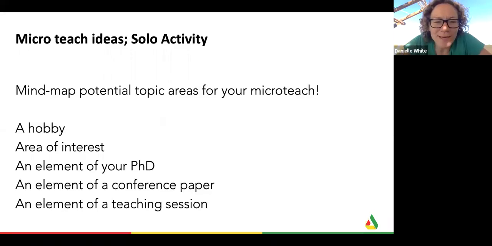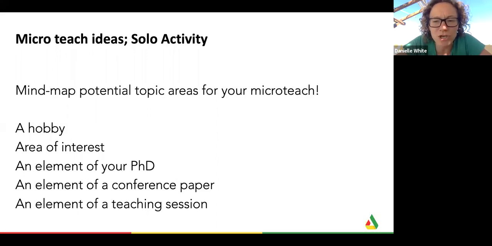So for this solo activity, what I would like you to do is think about some of the topic areas that you might want to use for your Microteach. As I've said, we're going to look at how you are going to put together a learning journey, and therefore it's not actually that important that the content of the Microteach is something that's theoretical, that's academic, even though it's something that you're going to deliver in a higher education space.